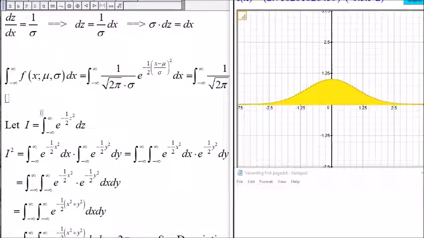And so once again, this integral in terms of z represents this shaded region. This integral in terms of x represented the same shaded region, and this integral in terms of y represents the same shaded region. And so I squared will be this area times this area.